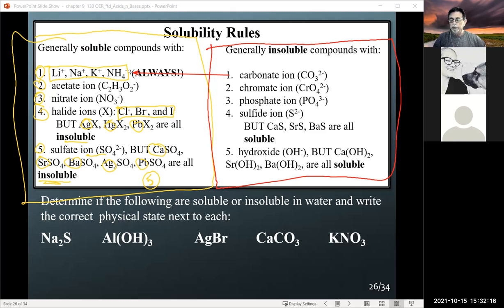Lithium carbonate, soluble. The chromate ion, just like the carbonate, everything it's bonded to is insoluble unless it's bonded to the big 4. And only those 4 are soluble. The phosphate, all phosphates are insoluble, except who? The big 4.